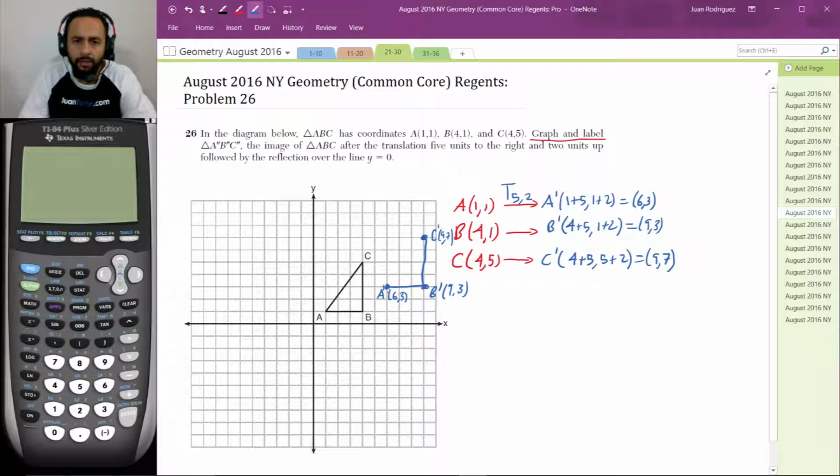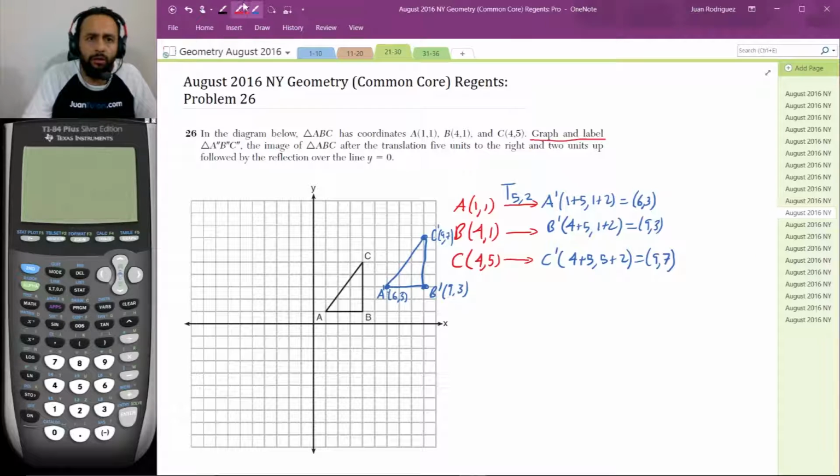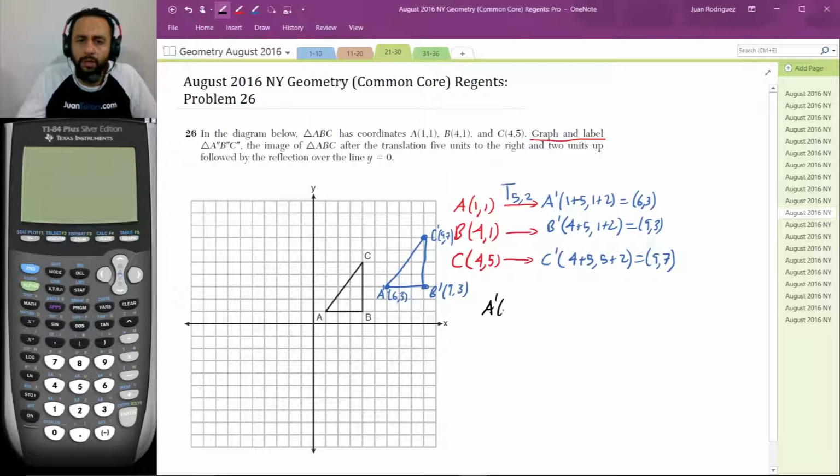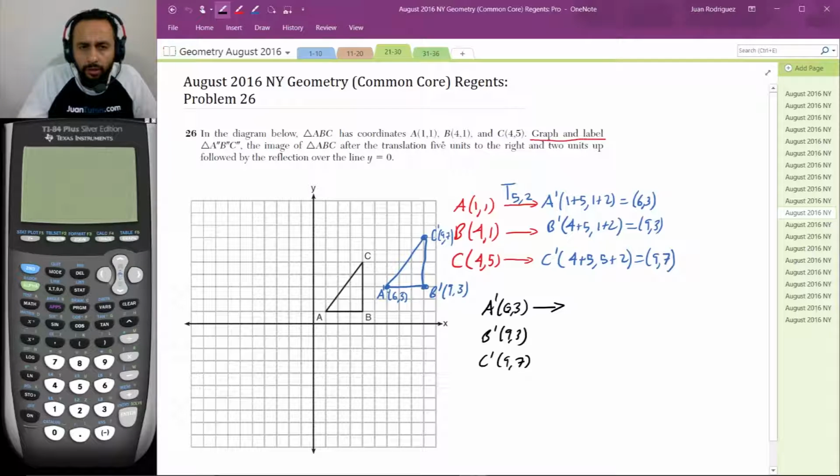Let me try again for that line. Just a little bit neater. Okay, cool. And now let's go to black. So I want to go to A prime (6,3), B prime is (9,3), and then C prime is (9,7), and then I want to reflect over the line y equals 0.